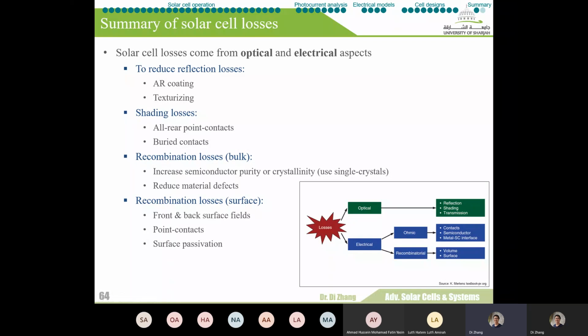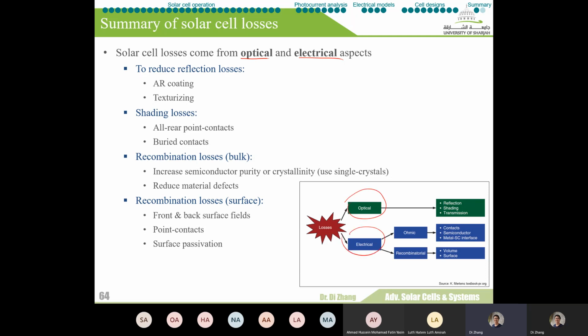At the end of this chapter, I just want to do a very quick summary of the major losses in solar cells, specifically in the standard silicon solar cell. And I think after this chapter we have a basic idea what to do if we want to reduce certain losses. So first let's look at the losses. Basically, as we said, a solar cell is a device that combines optical and electrical performance. So typically you have to look at the losses from both sides. Some losses are optical losses, and some other losses are electrical losses.